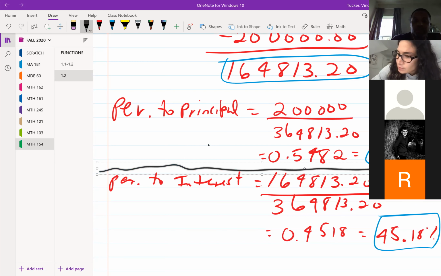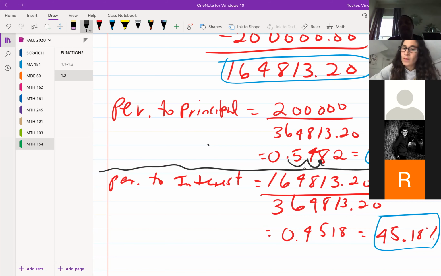Well, it'll let me write. What's going on here? All right. 2 places to the right. And that's how I got to 54.82. Okay.